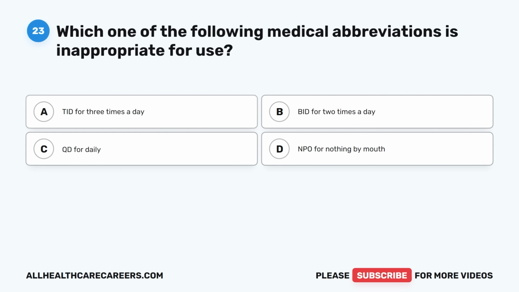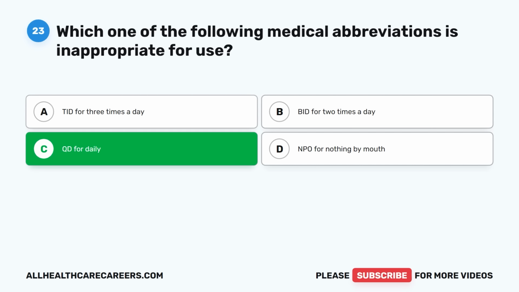Question 23. Which one of the following medical abbreviations is inappropriate for use? A. TID for 3 times a day. B. BID for 2 times a day. C. QD for daily. D. NPO for nothing by mouth. The correct answer is C.